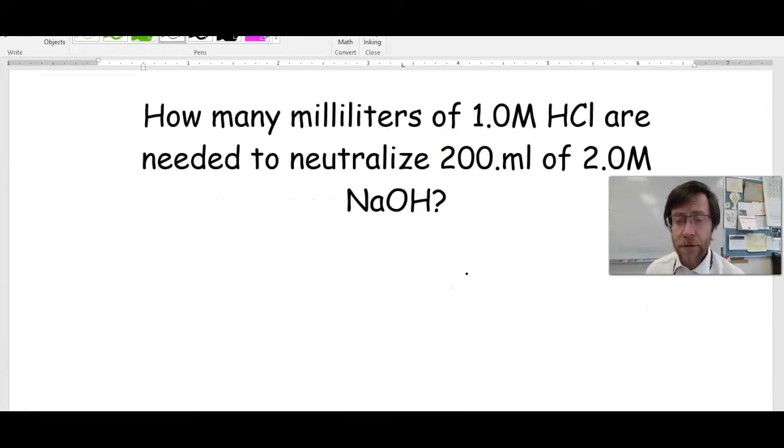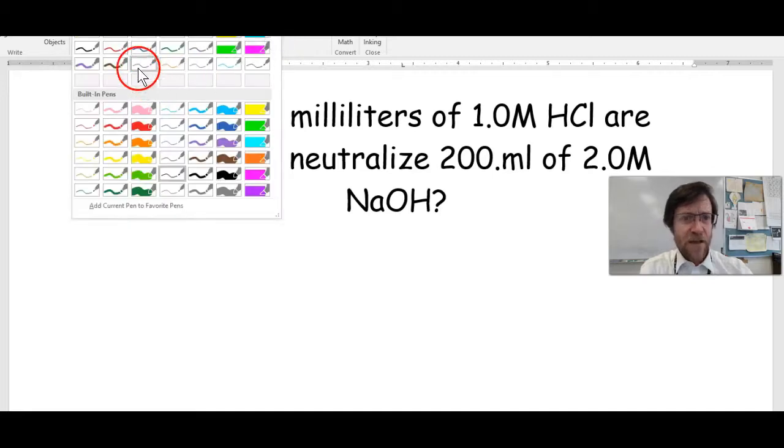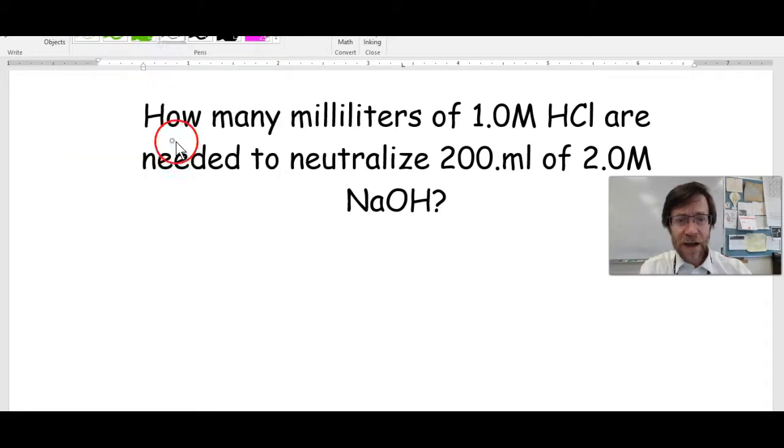All right, so maybe this is a little more difficult. But I have a feeling that there's going to be a way to figure this out. Because the first thing I'm going to do whenever I have something like this, I'm going to start underlining. I'm going to start writing out the variables. We're going to figure it out. All right, so how many milliliters of a 1 molar HCl? So I've got 1.0 molar, and this is HCl.